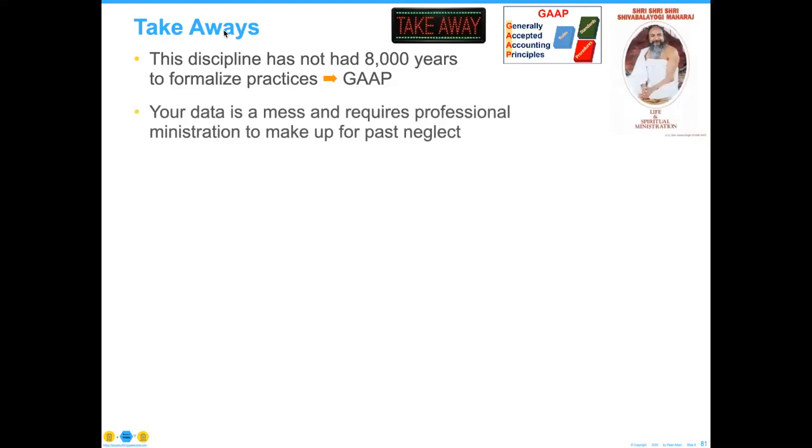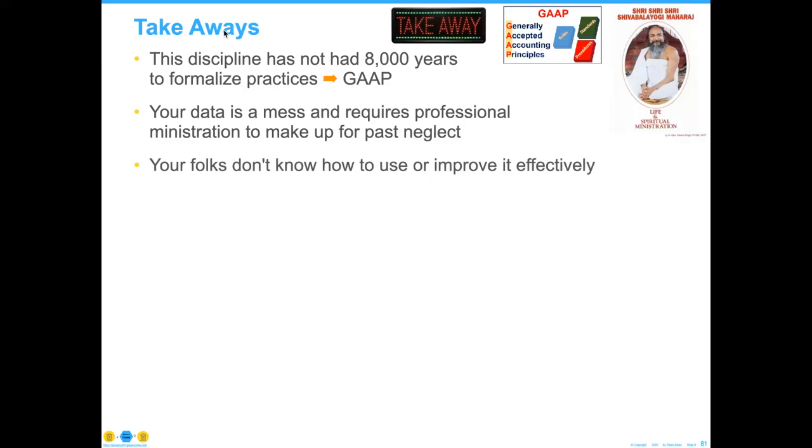Second is that your data is likely a mess. And it does require some professional ministrations to make up for the past neglect. One of the biggest questions that we get is, why is this hard for me? It's not what I was taught to do. And the answer is, yes, you're right. It wasn't what you were taught. And if you haven't done it a bunch of times, it can be very difficult and it can make mistakes. Experience is what we're trying to do in our various communities that we have, DAMA, DATAVERSITY, and the International Society for Chief Data Officers, ISCDO.